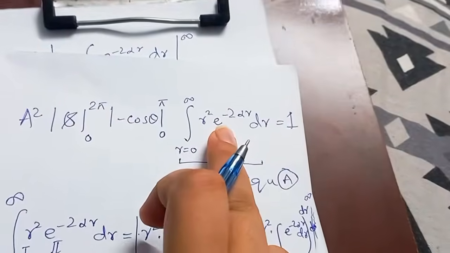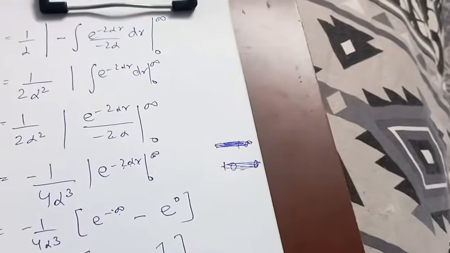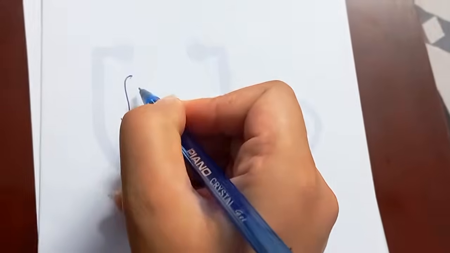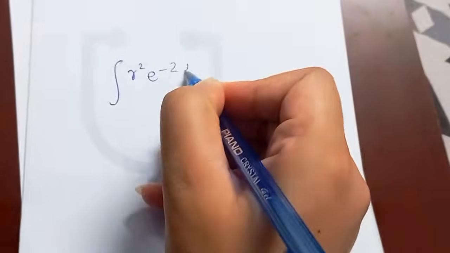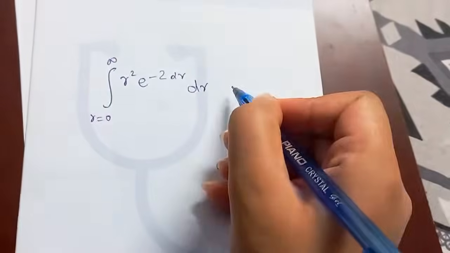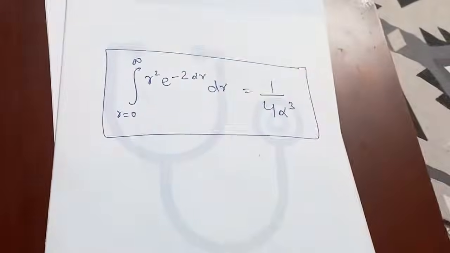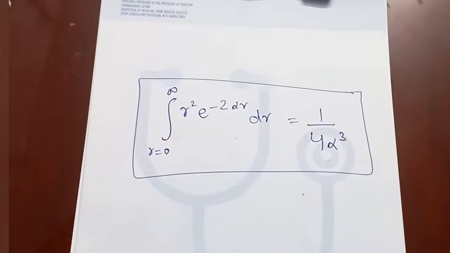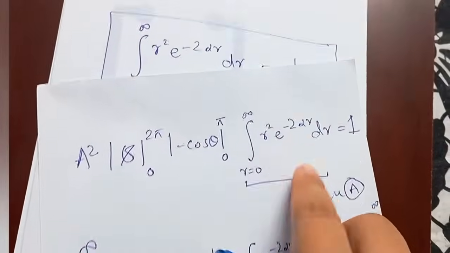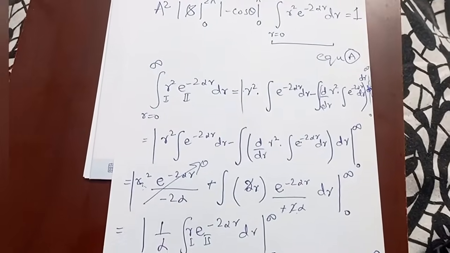Which integral? This integral. Okay, and we'll use it later on as well, so write it separately so that we can use it after that. I'm writing it here. The integral of r square e to the power minus 2 alpha r dr, r equals 0 to infinity, is equal to 1 over 4 alpha cube. I'm going to put this value right into this expression number A. Okay, and let's see what's going to happen next.